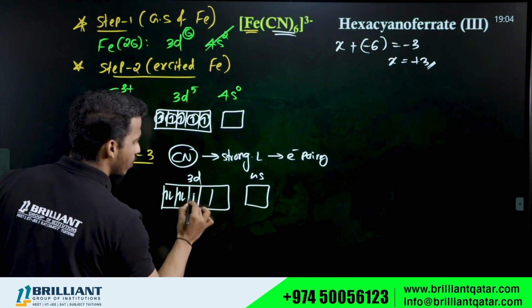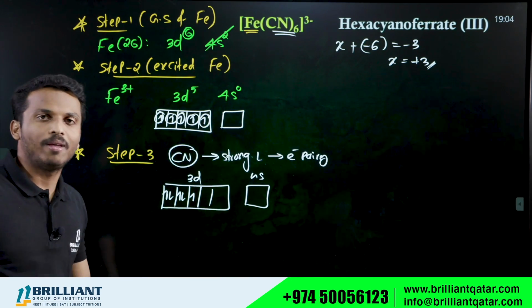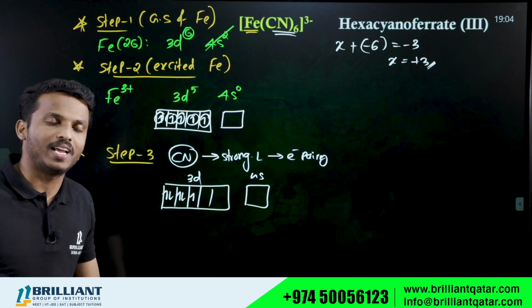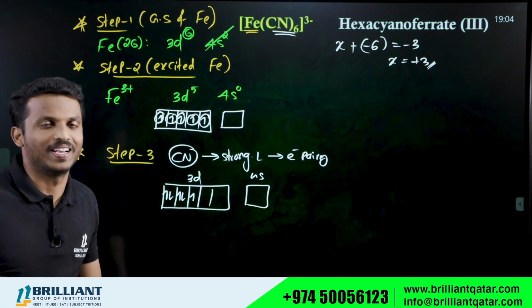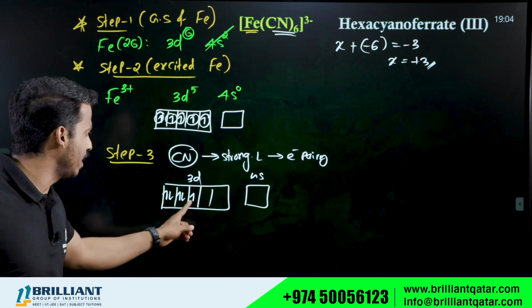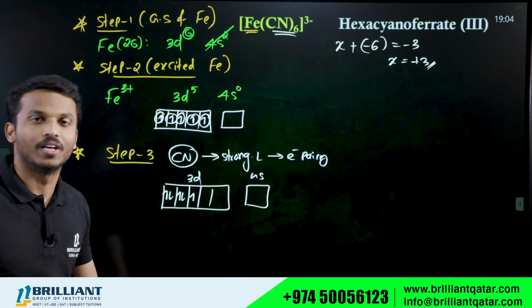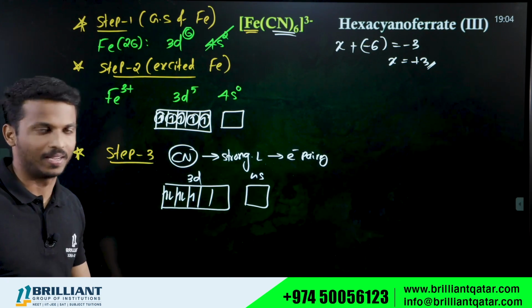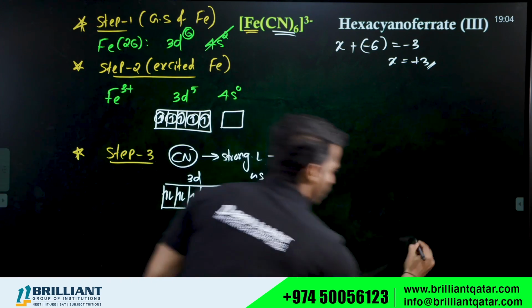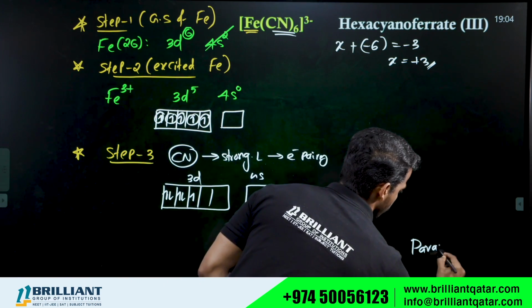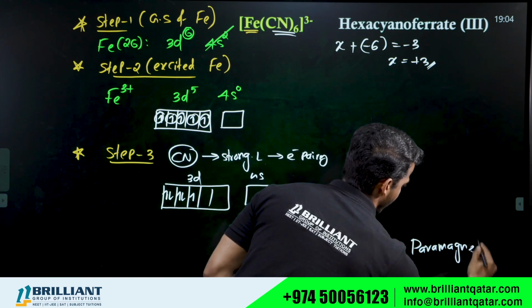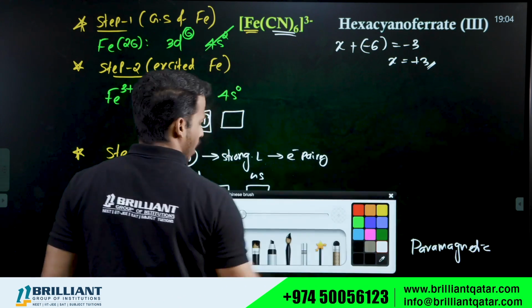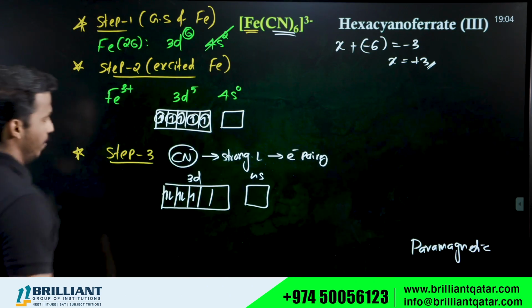One electron is left. Can you tell me whether the complex is diamagnetic or paramagnetic? Yes. In this complex, you can see one unpaired electron is there. Therefore, it is paramagnetic. More unpaired electrons, more paramagnetic. So one idea we already got: this is a paramagnetic complex. Done.